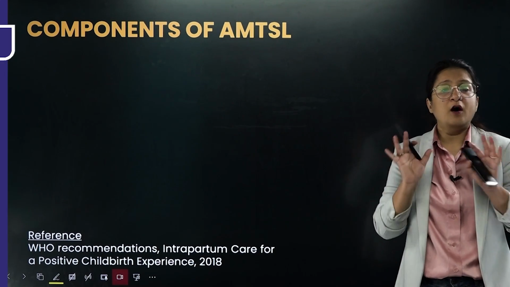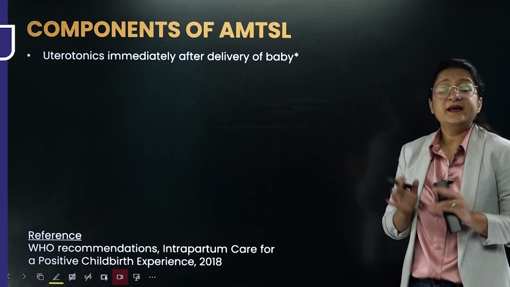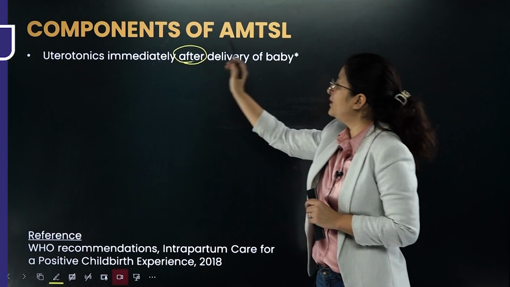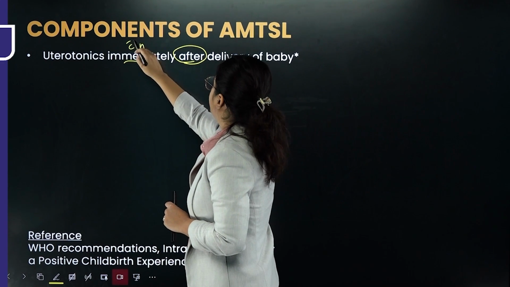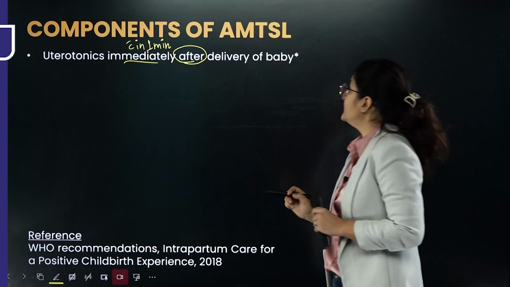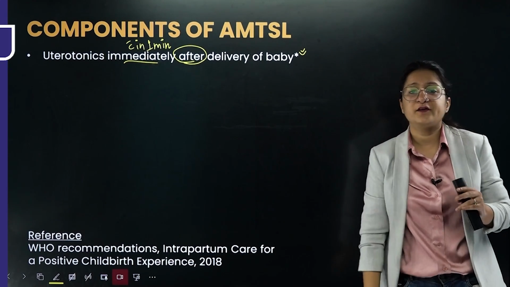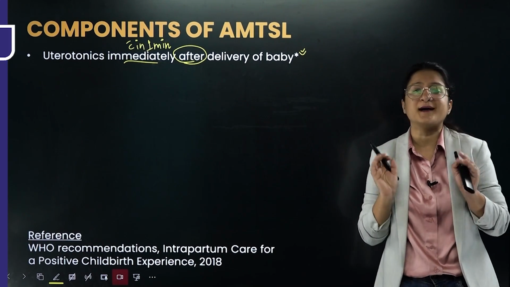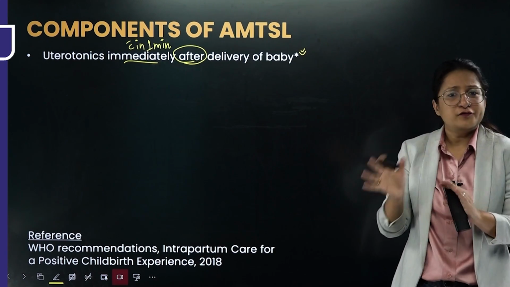Now, when we talk about the components of AMTSL, uterotonics are to be given immediately after delivery of the baby, preferably within 1 minute. If I say immediately, I mean within 1 minute. Now, the important thing to note here is it is after the delivery of the baby, not after or before delivery of the anterior shoulder, because it's very difficult to time exactly after delivery of the anterior shoulder. First of all, that.